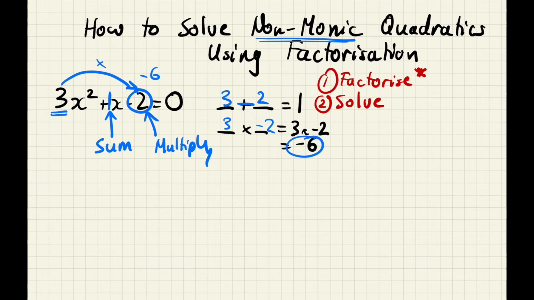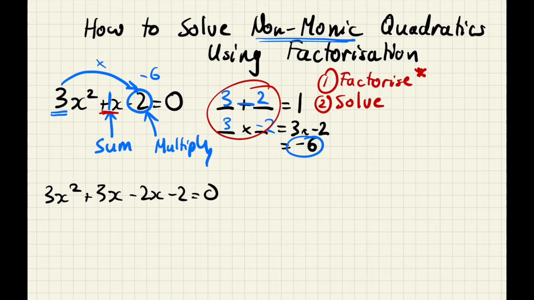Now what we can do is use these numbers we have created to rewrite this 1x. So let's go down here. We have 3x squared plus 3x minus 2x minus 2 is equal to 0. Once again, this gives us x. Then what we're going to do is group them into pairs and factorize common terms out once more.